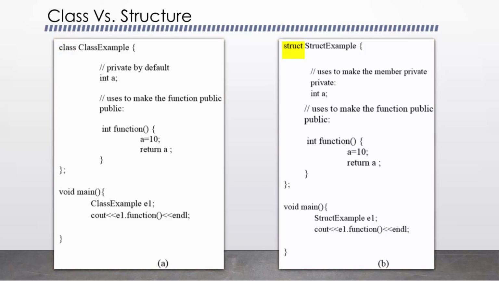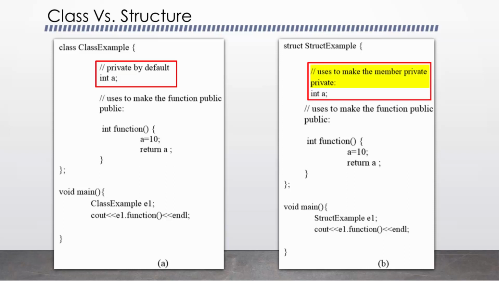When you compare these two, both the class example and the structure example have one member function named function and one member variable named A. Also, in the main method, both programs call the function and print the value of A. But members of classes have private access by default, and structures have public access by default.